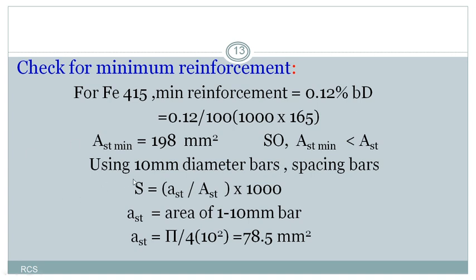And I am using here 10 mm diameter bars. For that, I want to calculate the spacing for 1 meter width of the slab. What is the spacing I have to provide for the main bars? So S equal to spacing, that is small Ast by capital Ast into 1000. Here small Ast is the area of a 10 mm bar. If we calculate that, Ast equal to pi by 4 into 10 square, we will get the area of a 10 mm bar equal to 78.5 mm square.